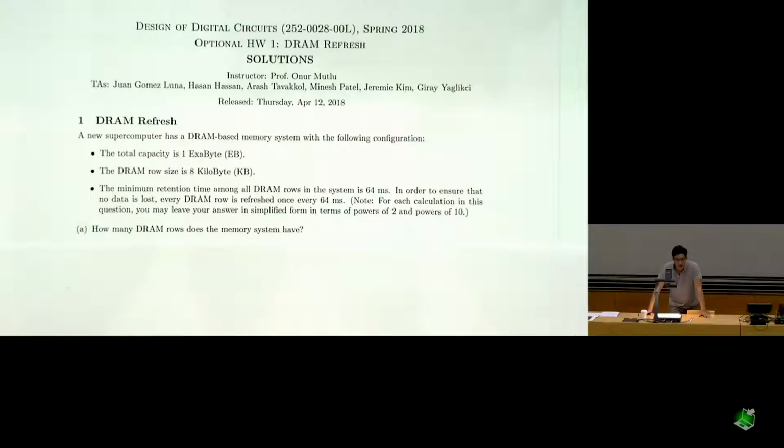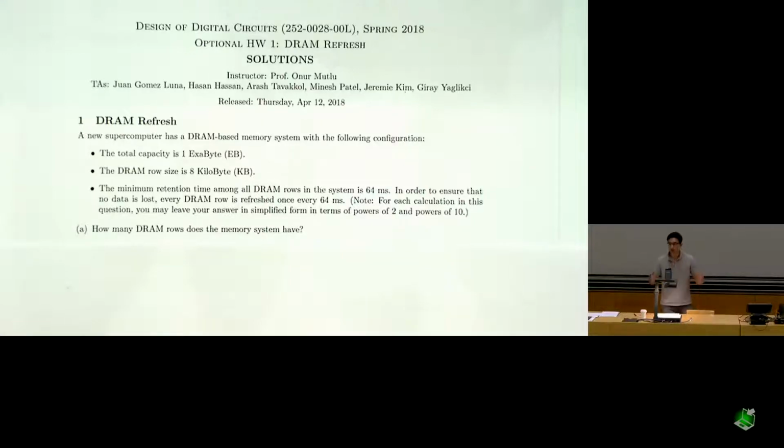As you already know, because this is something that Professor Mutlu explained in the beginning of the course, DRAM rows need to be refreshed from time to time because DRAM cells are capacitors, and these capacitors are so small that they leak the charge. So from time to time it's necessary to refresh in order to not lose the data that we have stored in them. So the very first question, part A, is very simple. How many DRAM rows does the memory system have?